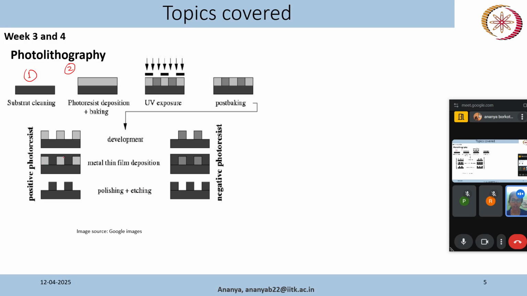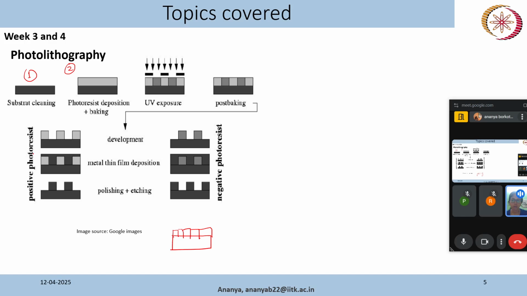So polishing will remove the top portion of the metal. Okay, so we will have things like this. So this is photoresist, this is metal, this is again photoresist, metal, photoresist. Okay, this will be after polishing. And after that we can go for etching.